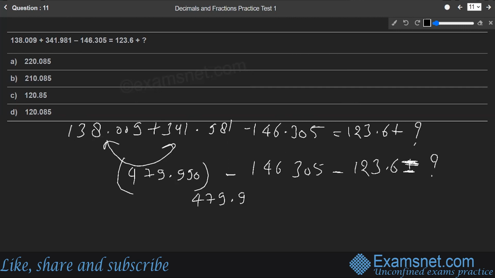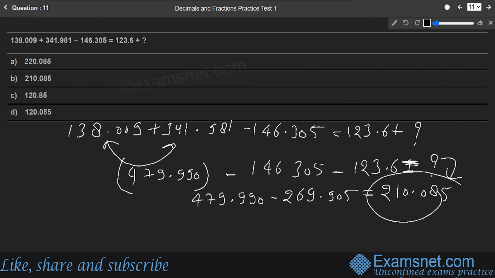This comes 479.990 minus the next number is 269.905, and this is actually equal to 210.085. So that is what is the question mark value, 210.085. Let's see where it is available. It is available in option number B, so becomes the right answer.